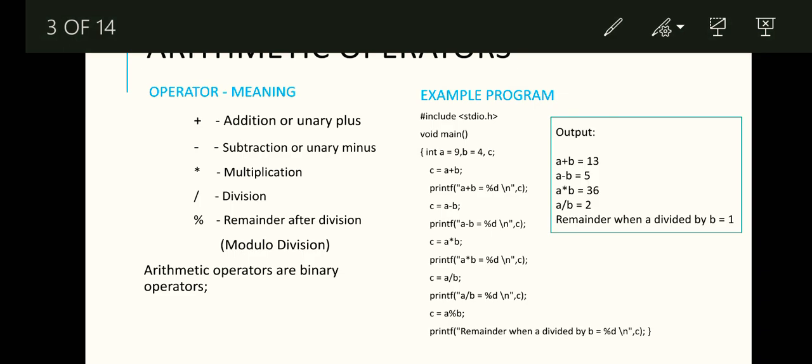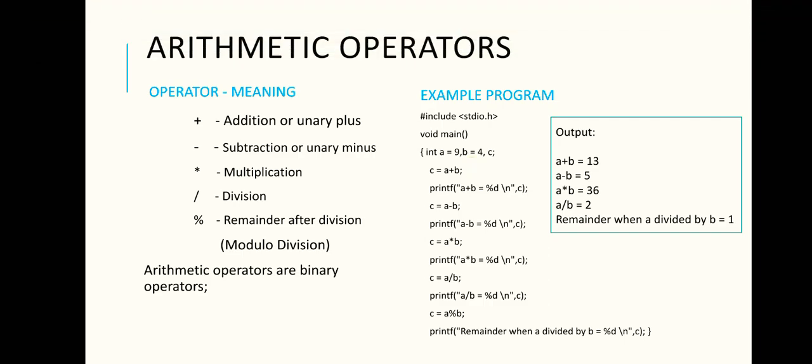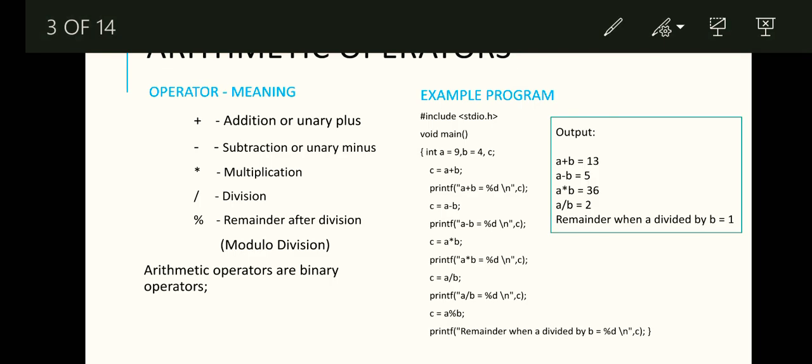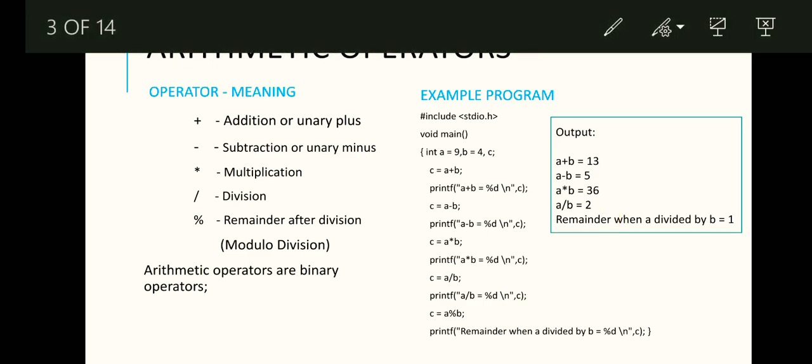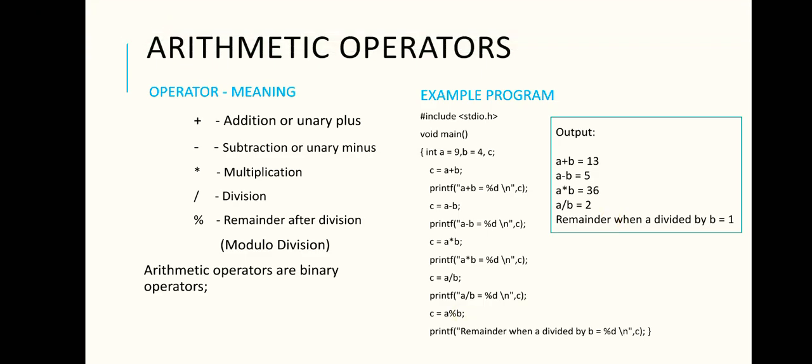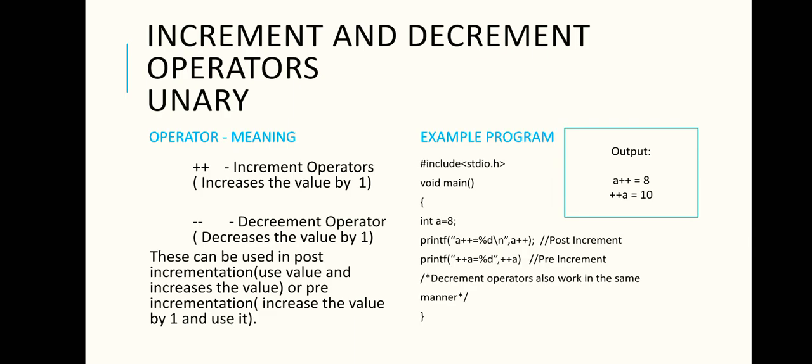Here we have an example program. We are initializing a equal to 9 and b equal to 4, and doing some simple statements like c is equal to a plus b, c is equal to a minus b, c is equal to a multiplied by b, c is equal to a divided by b, and c is equal to the remainder when a is divided by b. So c is equal to a plus b gives 9 plus 4, which is 13. Similarly, a minus b is 5, a into b is 36, a divided by b gives 2, and this modulus operator gives the remainder when a is divided by b. That is, when 9 is divided by 4, the remainder is 1, and we get that as the output.